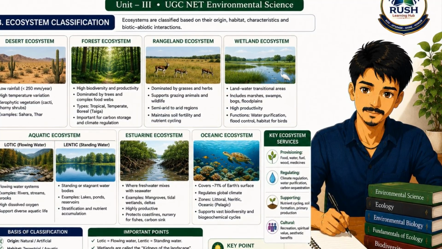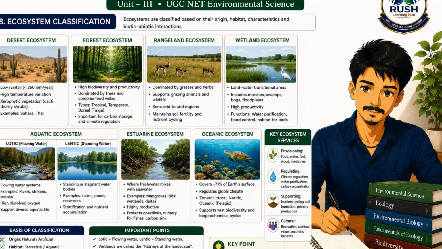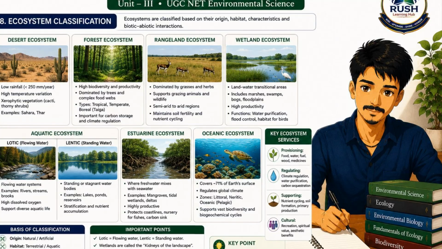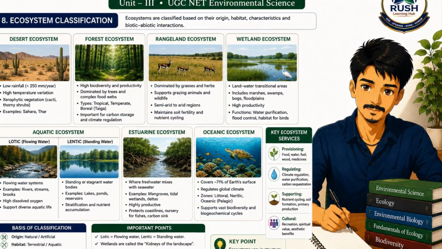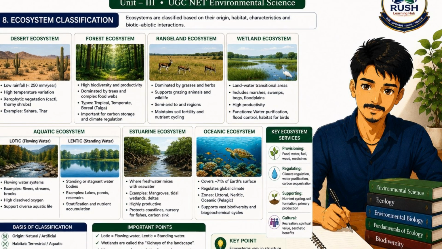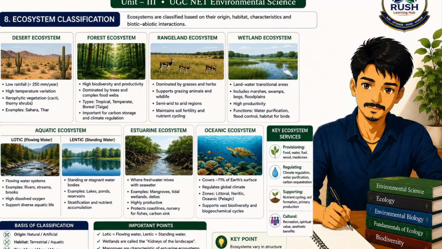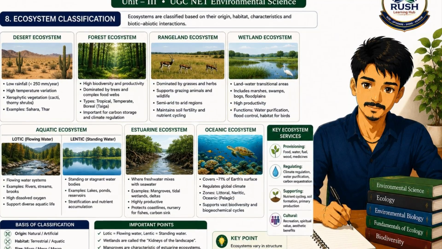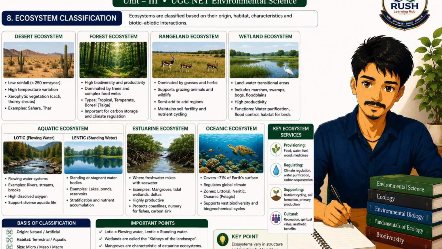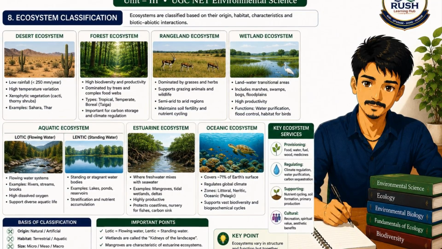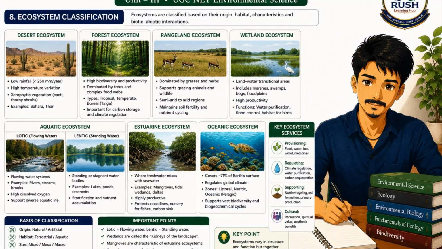Wetlands constitute another unique ecosystem and represent transitional zones between terrestrial and aquatic environments. Wetlands include marshes, swamps, bogs, and floodplains. They are highly productive ecosystems and provide essential ecological services such as water purification, groundwater recharge, flood control, and habitat for migratory birds. Aquatic ecosystems are broadly divided into lotic and lentic ecosystems.